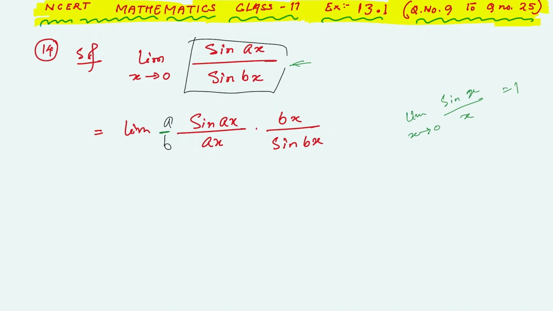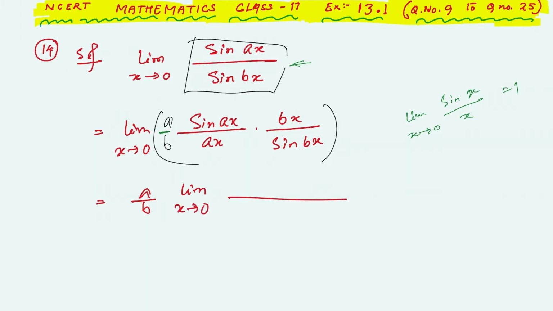So what we can do now, x tends to 0, a by b can be written outside. So limit x tends to 0, and this expression can be written as sin ax by ax and bx by sin bx.